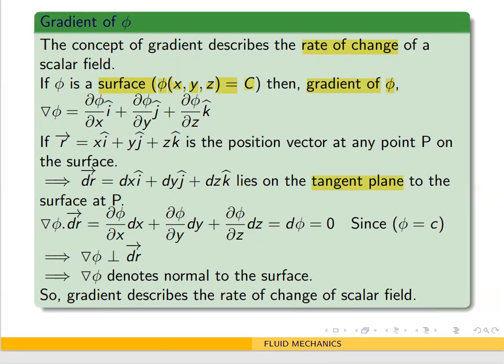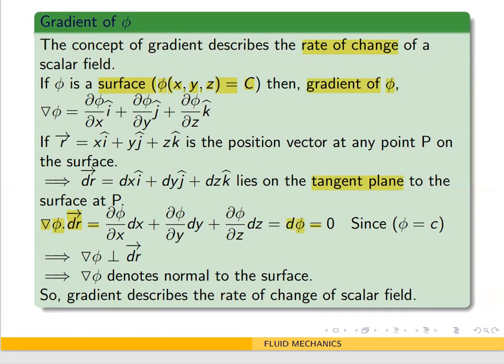What is the dot product of gradient phi and dr? If you take the dot product of gradient phi and dr, that is dou phi by dou x dx plus dou phi by dou y dy plus dou phi by dou z dz, which is nothing but the total differential d phi. And since phi is constant, d phi is 0. That means gradient phi dot dr equal to 0.